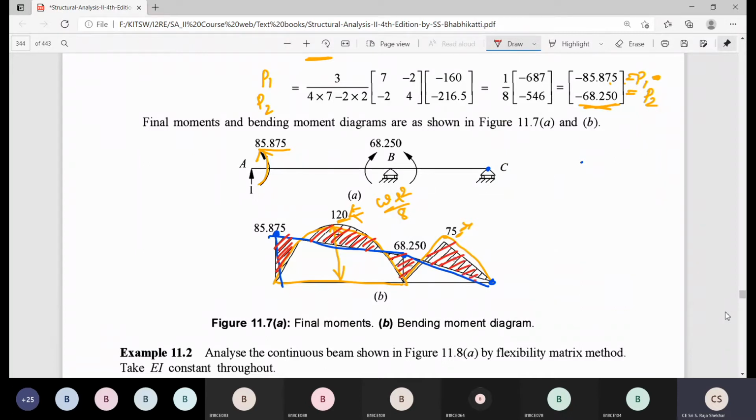This is the bending moment diagram for the given loading and given conditions. So this is about the problem. I hope you understood this problem. Is there any doubts in this problem? Just let me know. Students, you can ask if you have any doubts.